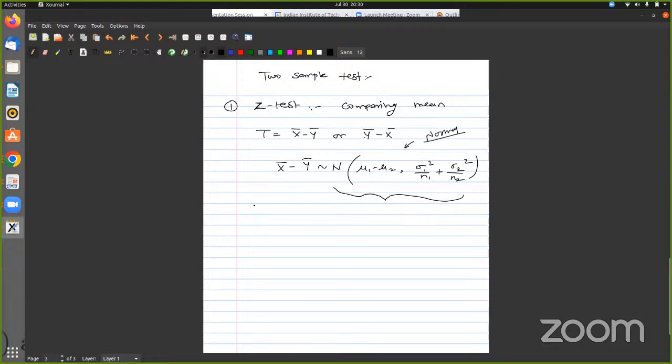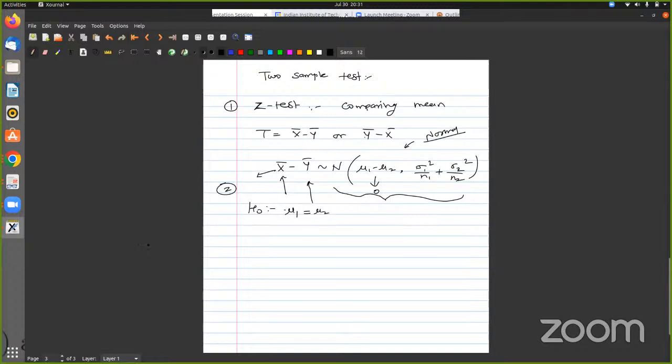Again, you can convert this into z. In this case my null hypothesis will be mu1 equal to mu2, or mu x equal to mu y. If the means of the two populations are the same, then mu1 minus mu2 becomes 0.